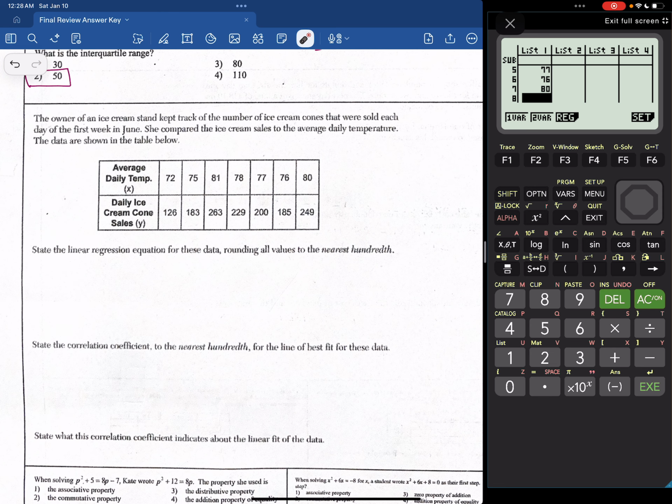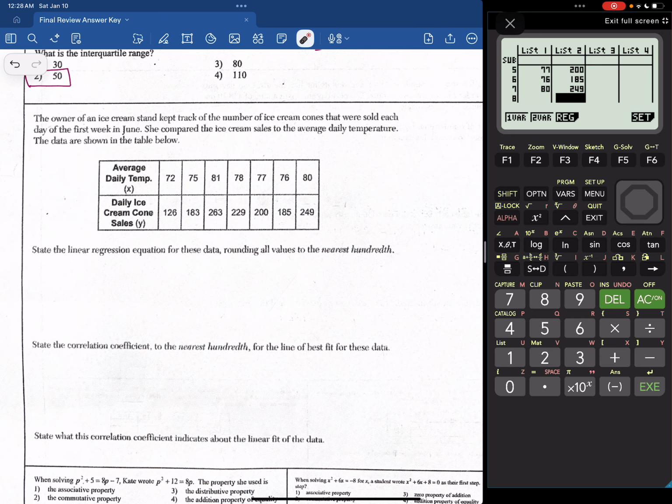And then in list two, we're going to enter all the Y values, the daily ice cream cone sales. So 126, 183, 263, 229, 200, 185, and 249.